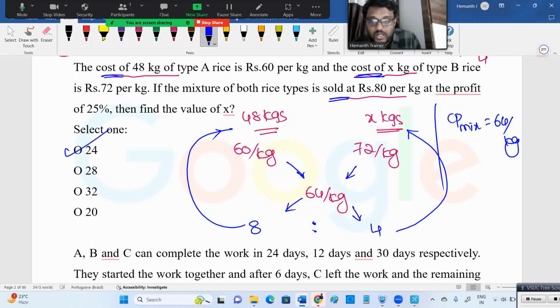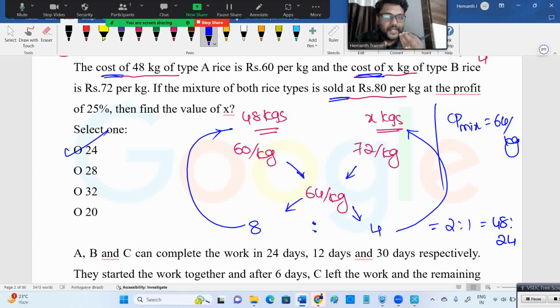When 8 relates to 48 kgs, 4 should relate to 24 kgs. Half of that. 8 is to 4 means 2 is to 1. When the first one is 48, the second one should be 24. You should mix in the ratio of 48 kgs of the first one and 24 kgs of the second one. A 2 is to 1 ratio you have to take. Say how much from the first one and how much from the second one I should take and mix.